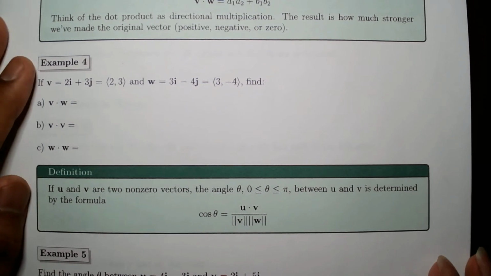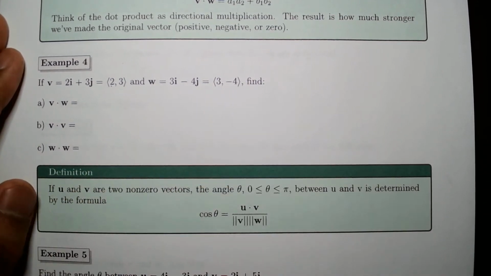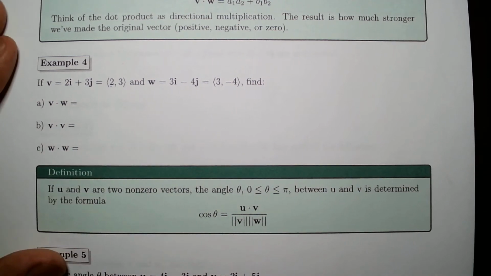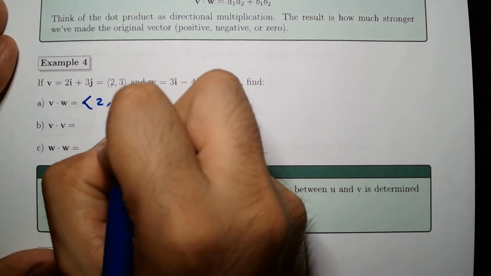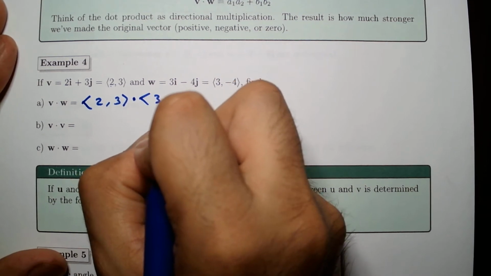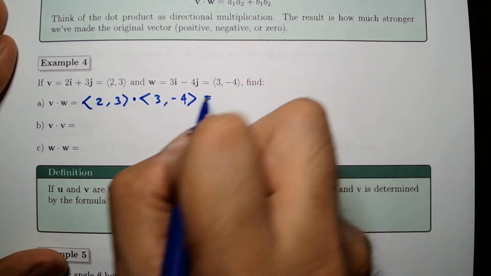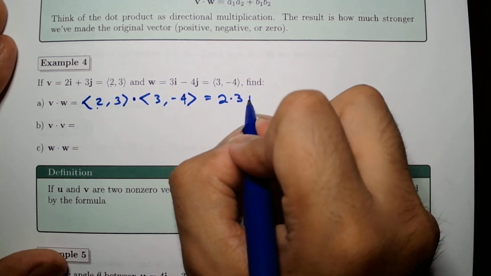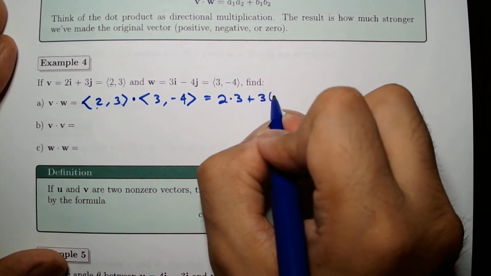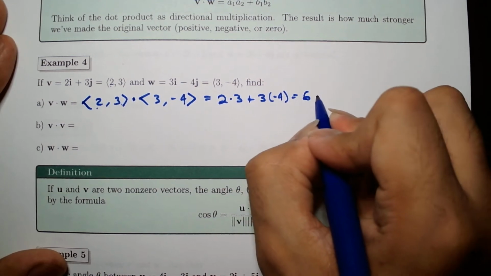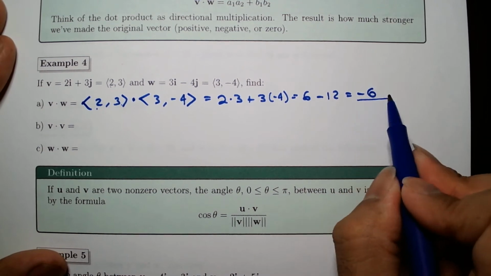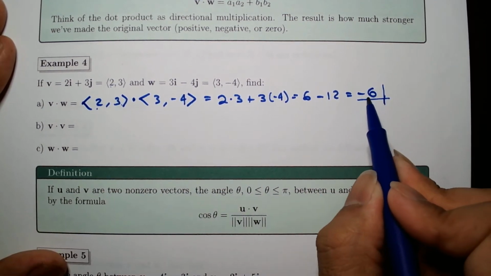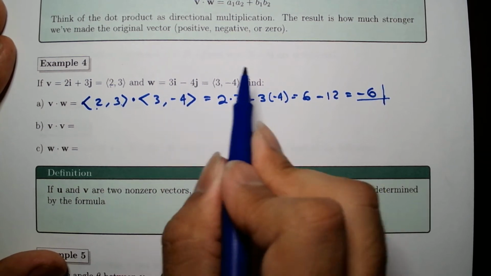So we have the same vectors here, 2, 3, and 3, negative 4. Let's find out what the dot product of v and u is. So in this case, 2, 3 dotted with 3, negative 4. All we do is 2 times 3 plus 3 times negative 4, which is 6 minus 12, which is negative 6. So in this case, it's the first vector negative 6 times stronger with respect to the second vector.